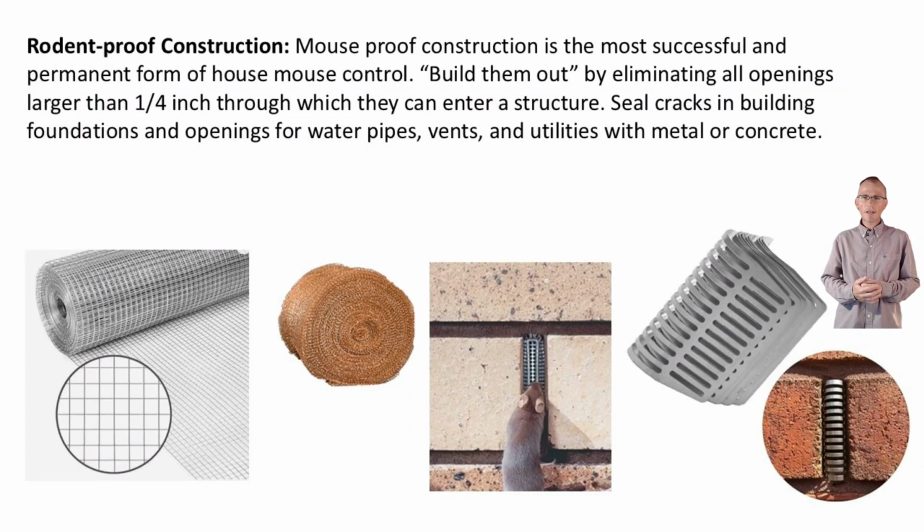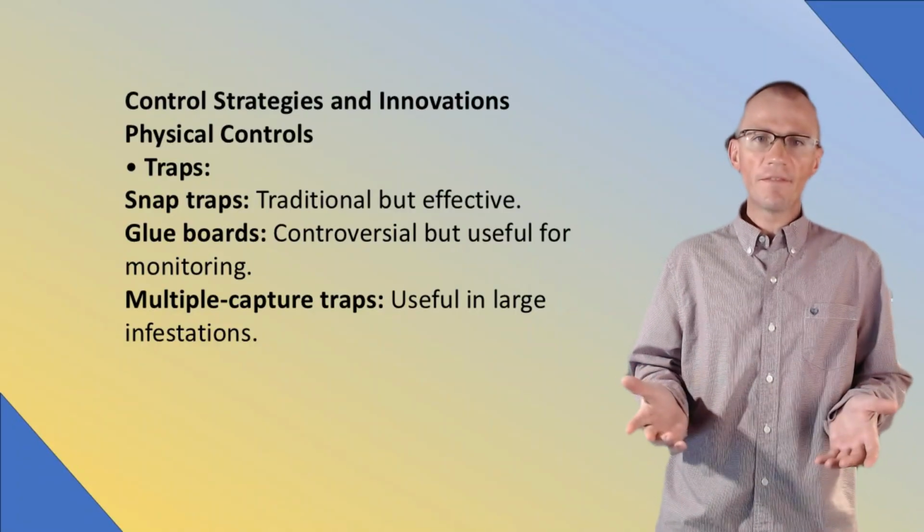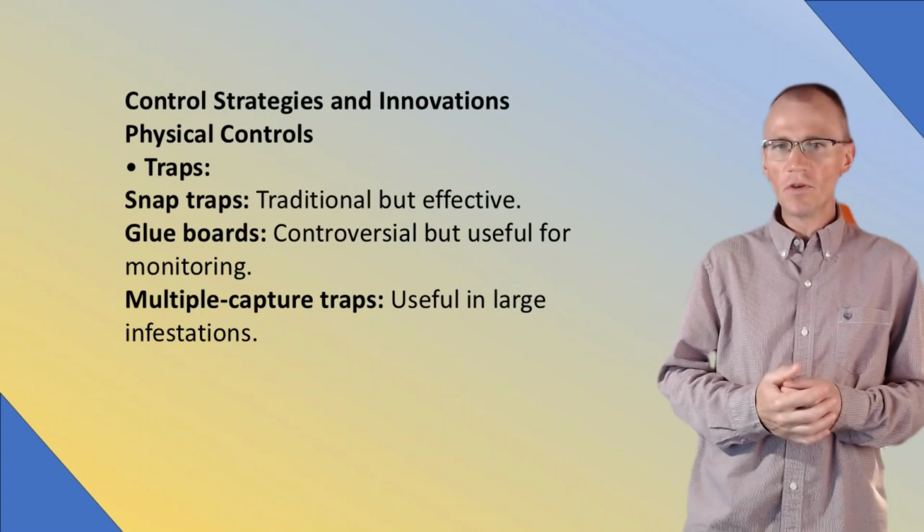Rodent-proof construction. Mouse-proof construction is the most successful and permanent form of house mouse control. Build them out by eliminating all openings larger than 1/4 inch through which they can enter a structure. Seal cracks in building foundations and openings for water pipes, vents, and utilities with metal or concrete. Control strategies and innovations. Physical controls.